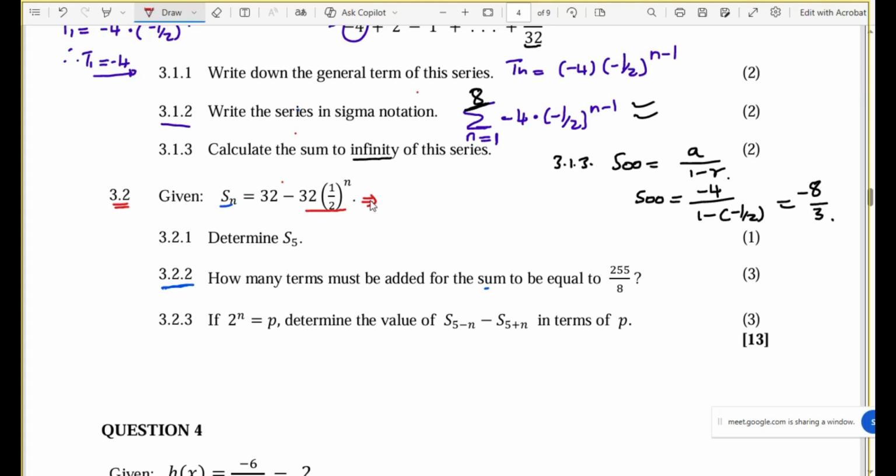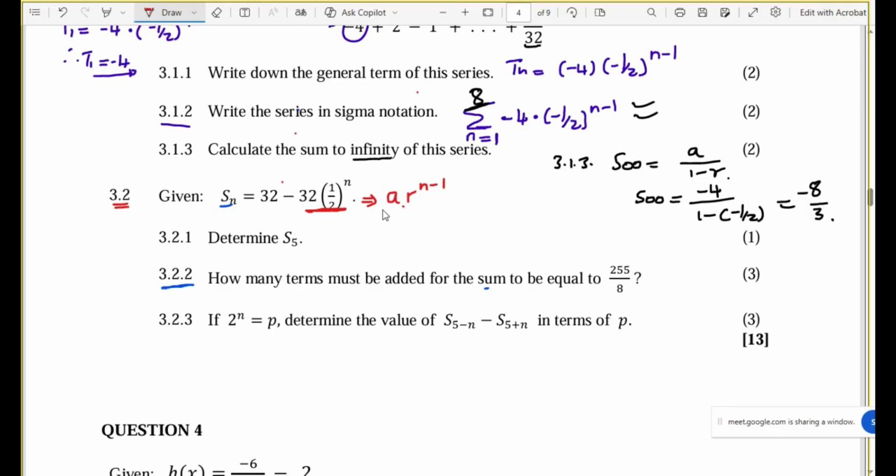It's in the form of A, R to the N minus 1. So I think we need to change this and put it in that form. Then we'll definitely know what type of sequence this is.